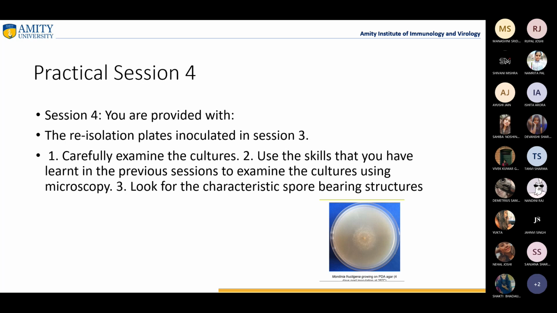Any questions for this practical? You can ask your questions. I have also uploaded a PDF of the Koch's postulates, so just go through that, and from that only I've made today's lecture. It explains all the steps of Koch's postulates and how we follow the experiment, right?